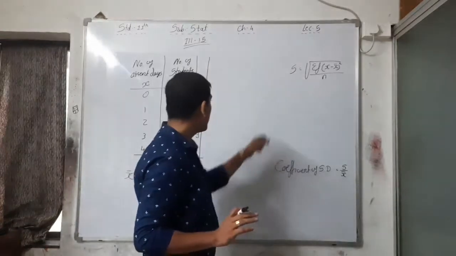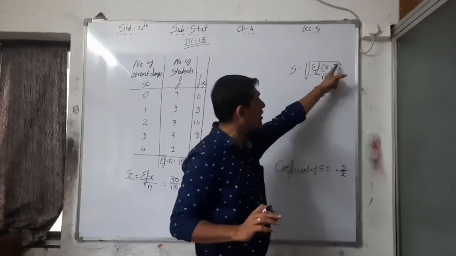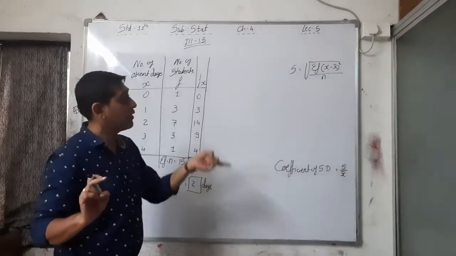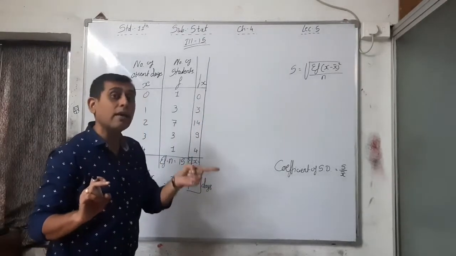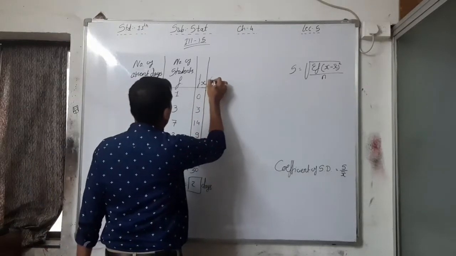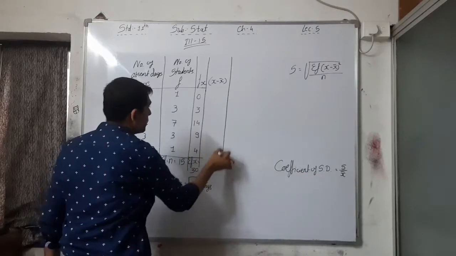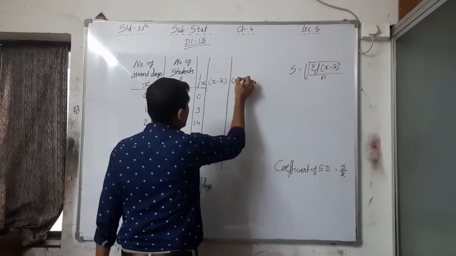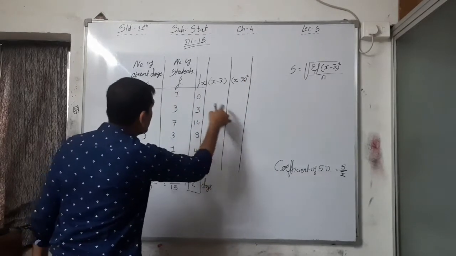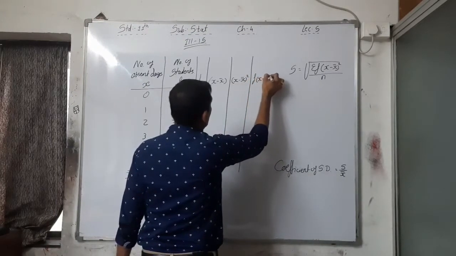Okay, so here first of all, what do we have to find out? Sigma f (x minus x bar) whole square. So for that first of all we have to find out x minus x bar, then the square of that, and then multiply that square with f. So here x minus x bar is your first column, then the square of that, that is (x minus x bar) whole square, and then multiply these with the f, that is f into (x minus x bar) whole square.